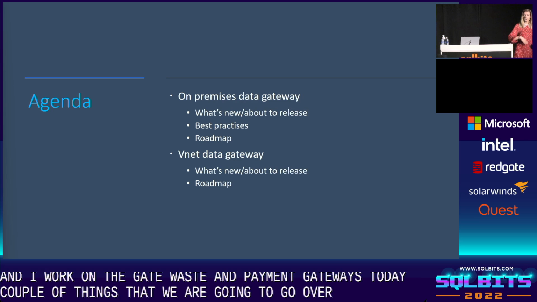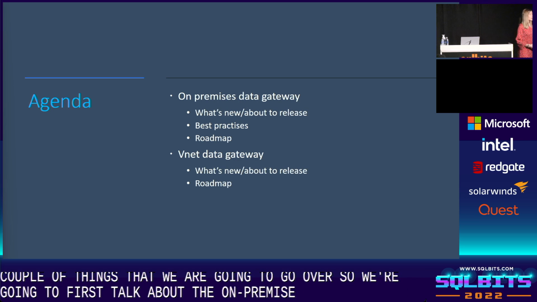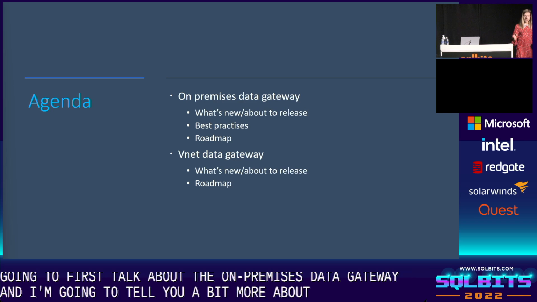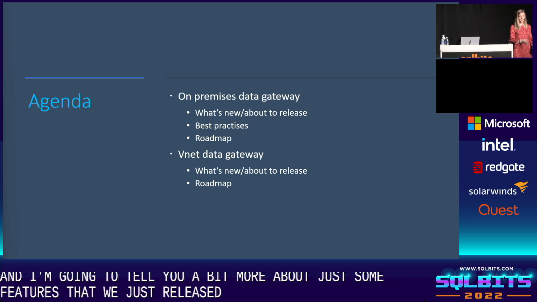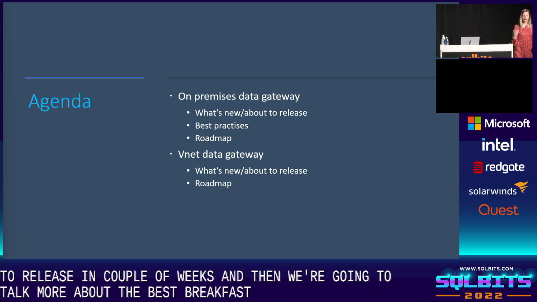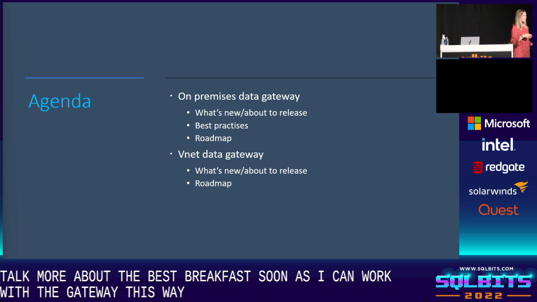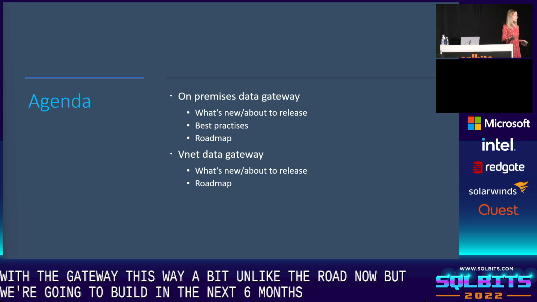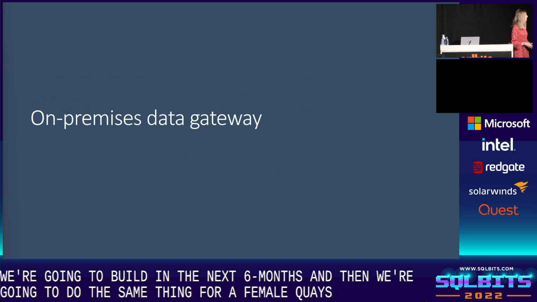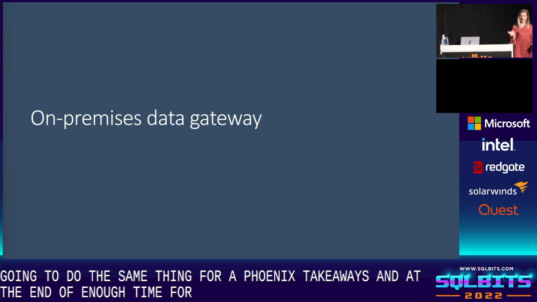So we're going to first talk about the on-premises data gateways, and I'm going to first tell you a bit more about just some features that we just released and some of them that are about to release in a couple of weeks. Then we're going to talk more about best practices, how you can work with the gateways the best way. A bit on the roadmap, what are we going to build in the next 6 months. And then after that, we're going to do the same thing for VNet gateways. And at the end, there's probably enough time for any questions that you have.